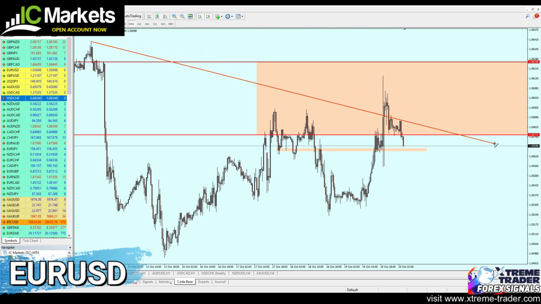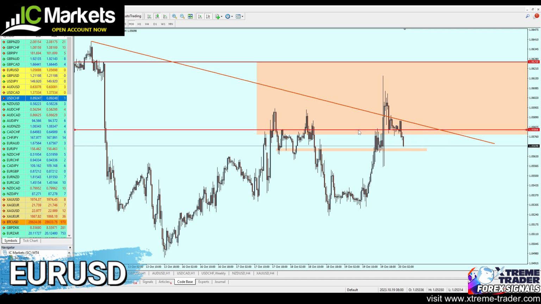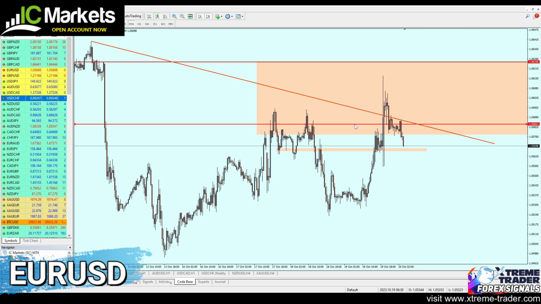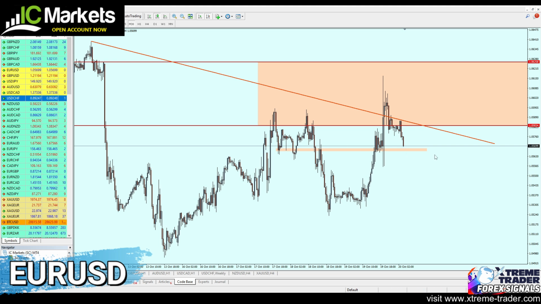However, we will just change the entry point to be exactly right there at that level of a resistance, right there exactly. Let me just be precise, exactly right there at 1.08534. As you can see, this is going to be, guys, our new entry. It's almost the same as the midweek analysis, just like 6 or 7 pips far away.